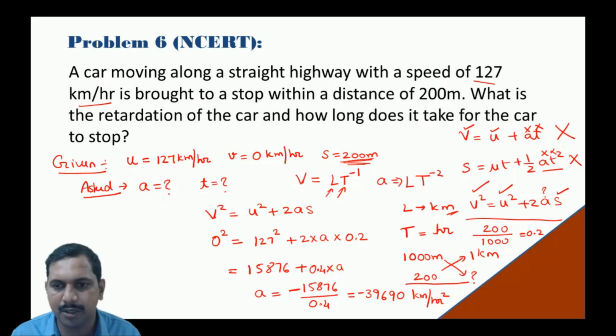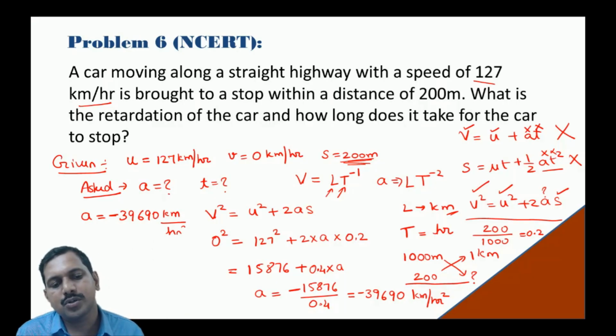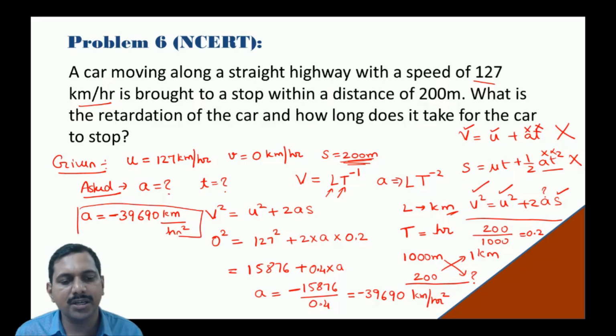Okay, very important one. How is that? Because it is length per time square. So what we have got is acceleration as minus 39,690 kilometer per hour square. This would be our acceleration answer in kilometer per hour.